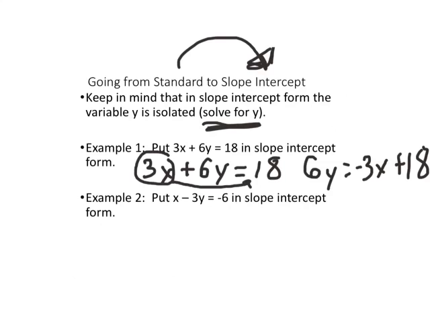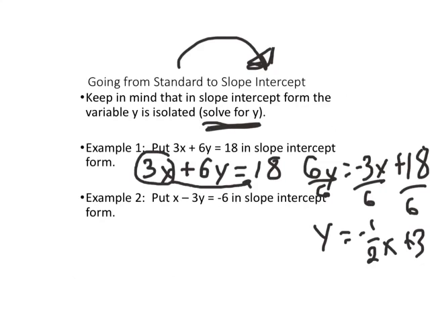Now this is not in slope-intercept form yet, because the variable y is not isolated. So to get y by itself, I would have to divide everything by 6. Now I'm left with y equals negative 3 over 6, can simplify to be negative 1/2 x, and 18 divided by 6 is 3. So now I have my equation in slope-intercept form. Y equals a negative 1/2 x plus 3, slope-intercept form.